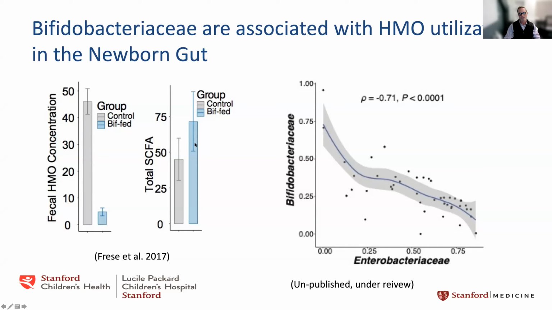In contradistinction to that, if you have bifid colonization and being supplemented, you see an increase in the total short chain fatty acids, largely lactate and acetate. And by the same token, you see that when you've got extensive colonization by Bifidobacteriaceae, they outcompete and they displace all the potential pathogens of Enterobacteriaceae.